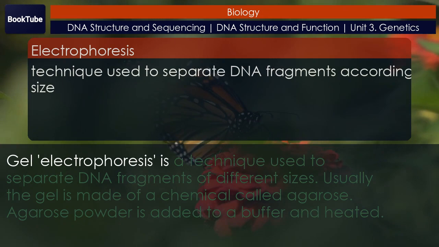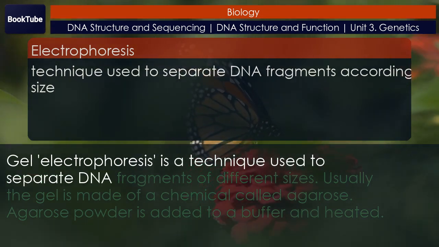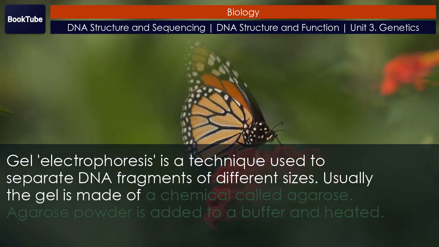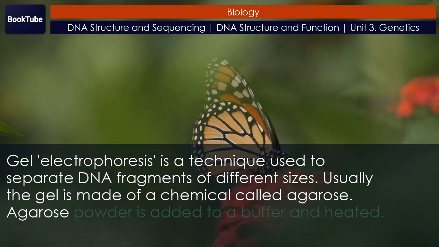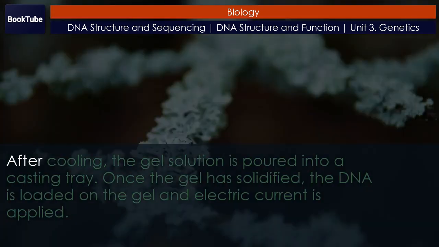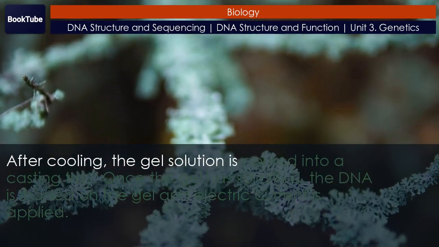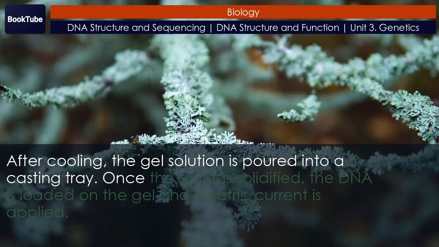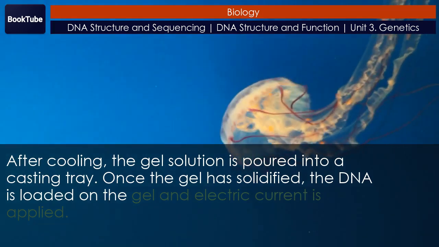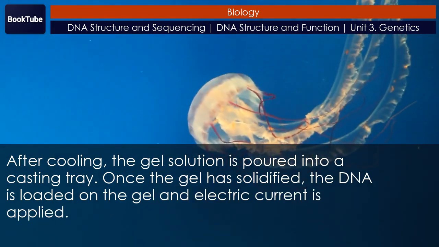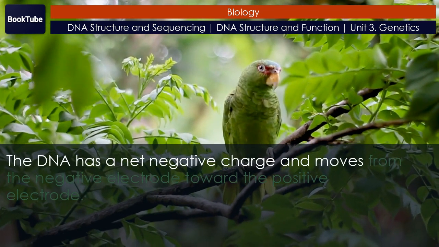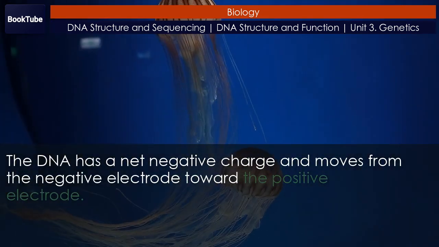Gel electrophoresis is a technique used to separate DNA fragments of different sizes. Usually the gel is made of a chemical called agarose. Agarose powder is added to a buffer and heated. After cooling, the gel solution is poured into a casting tray. Once the gel has solidified, the DNA is loaded on the gel and electric current is applied. The DNA has a net negative charge and moves from the negative electrode toward the positive electrode.